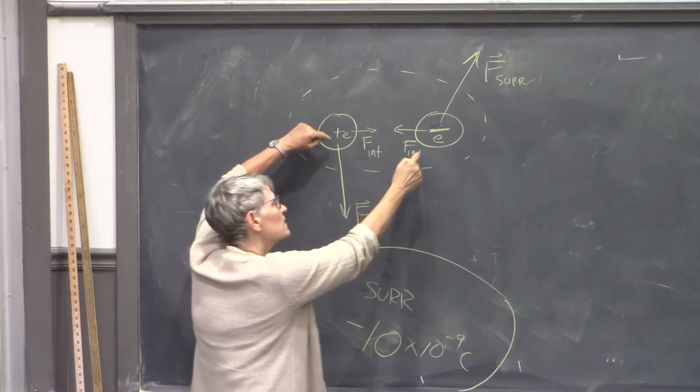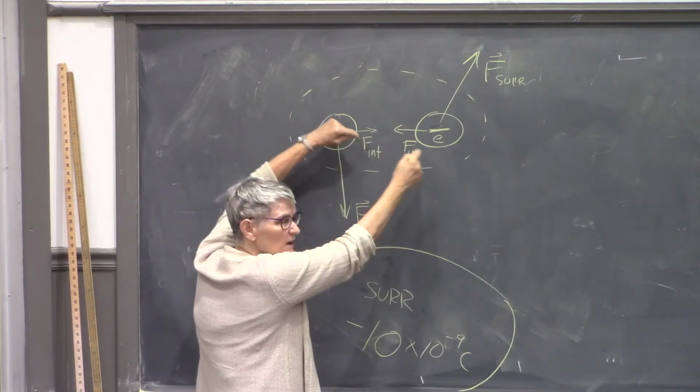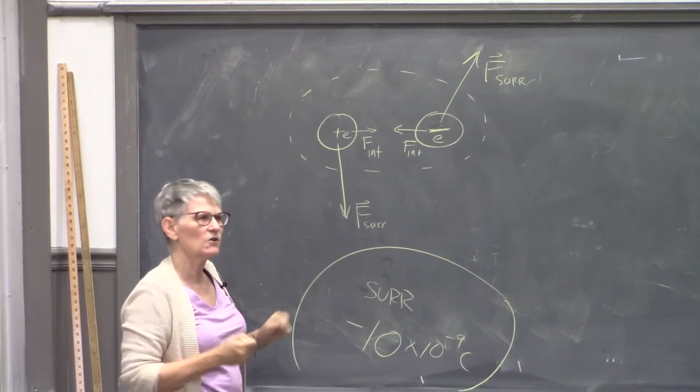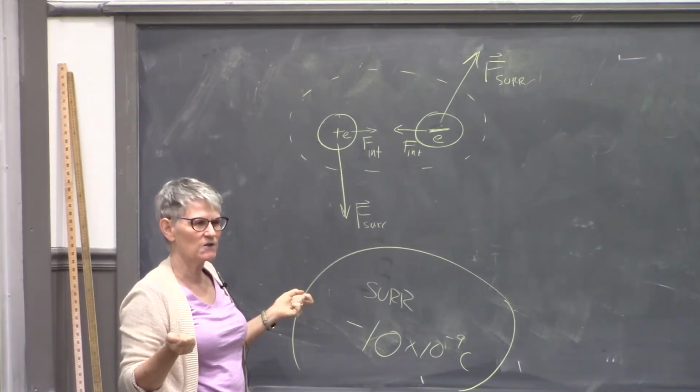So if these were at rest, after a time delta t, they will have speeded up coming close to each other. So doesn't that contribute to the change of momentum of the system?